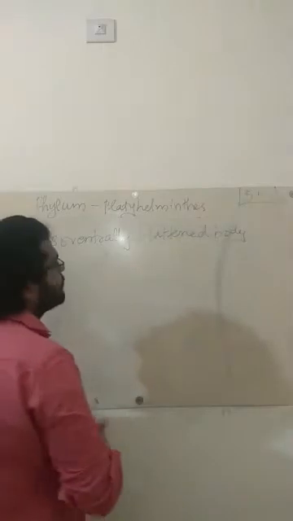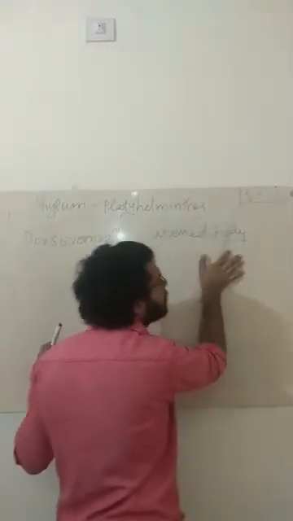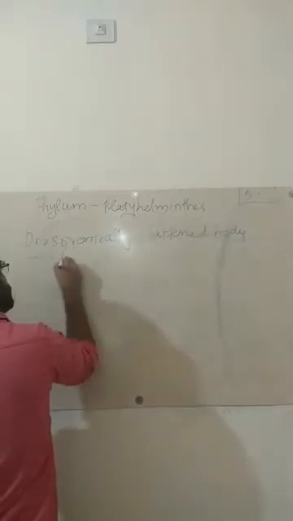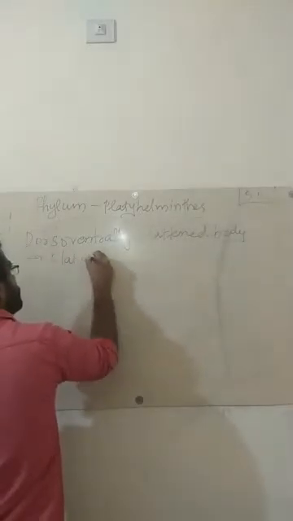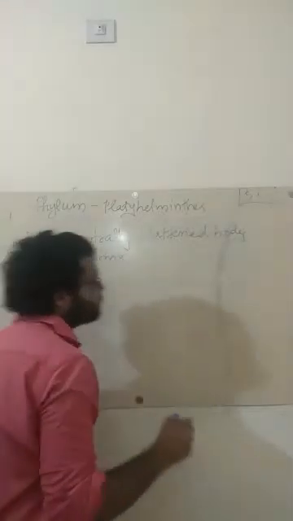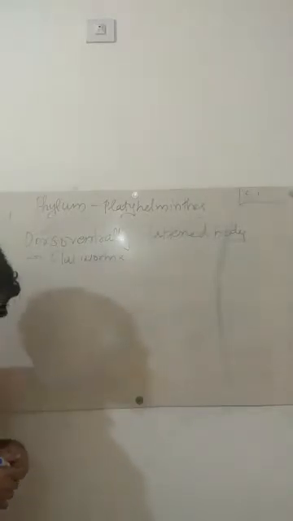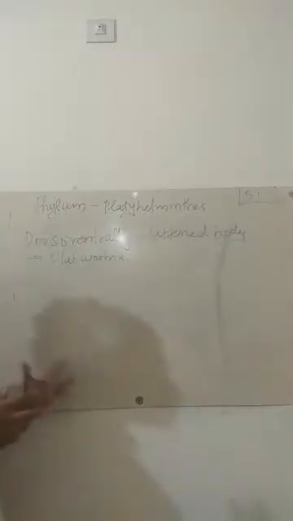Because of this flattened body type, it is called the flatworms. Because of this dorsoventrally flat body, it is known as the flatworms. Now, these are parasites, so we want to know which type of parasite this is.